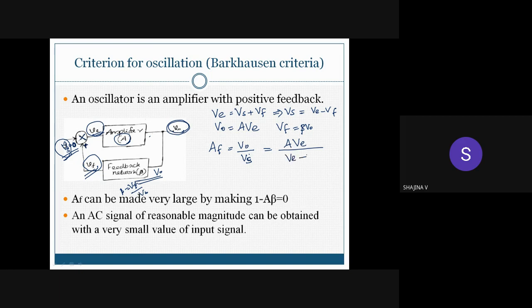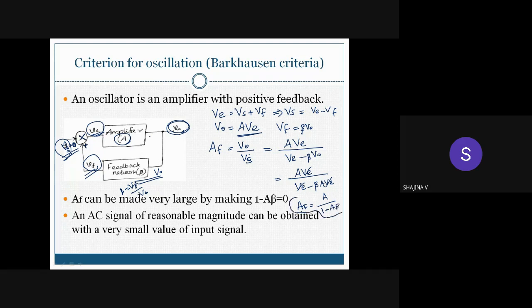Instead of Vf, I can write beta into V naught. So it is A into Ve divided by Ve minus beta into V naught, and V naught is equal to A into Ve. So this Ve gets cancelled, and my gain with the feedback will be equal to A divided by 1 minus A beta.